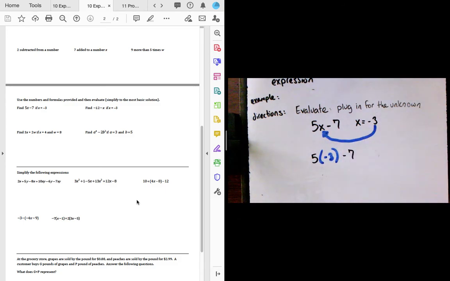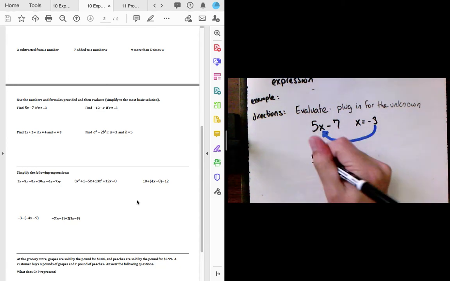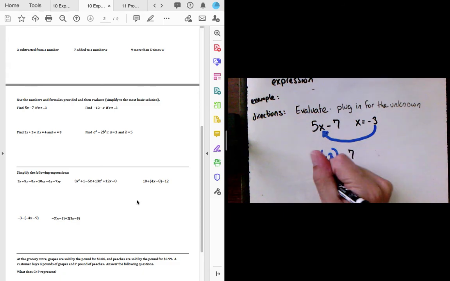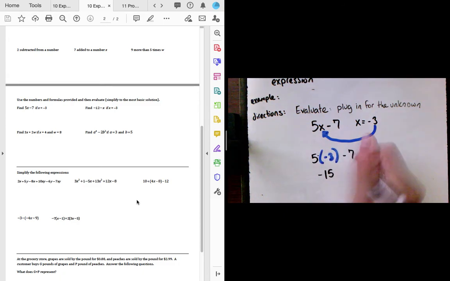Then we use our order of operation rules in order to simplify. We'll take care of the multiplication first. 5 times a negative 3 is going to give us negative 15. I bring the minus 7 down, and now I can combine these two. Negative 15 minus 7 is going to give us negative 22.